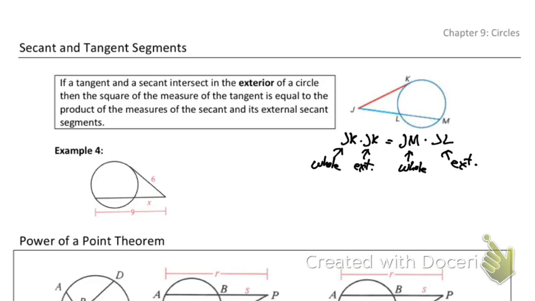Let's just leave it E. So it's always going to be whole times external. Except in this case, JK times JK is just JK squared. So you can just square that number as well.